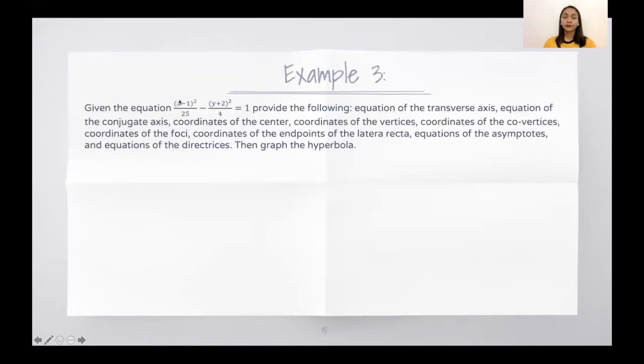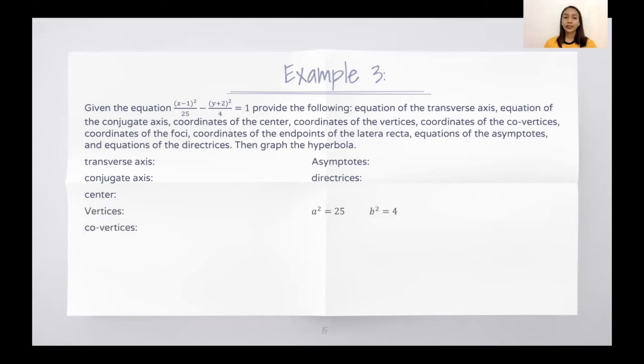Given the equation, the quantity x minus 1 squared all over 25 minus the quantity y plus 2 squared all over 4 is equal to 1. So let us find, of course, the transverse axis, the conjugate axis, coordinates of the center, coordinates of the vertices, coordinates of the co-vertices, coordinates of the foci, endpoints of the lateral recta, asymptotes, and the equation of the directrices. Then graph the hyperbola. So, in this equation, makikita mo na agad na this is an example of a horizontal transverse axis.